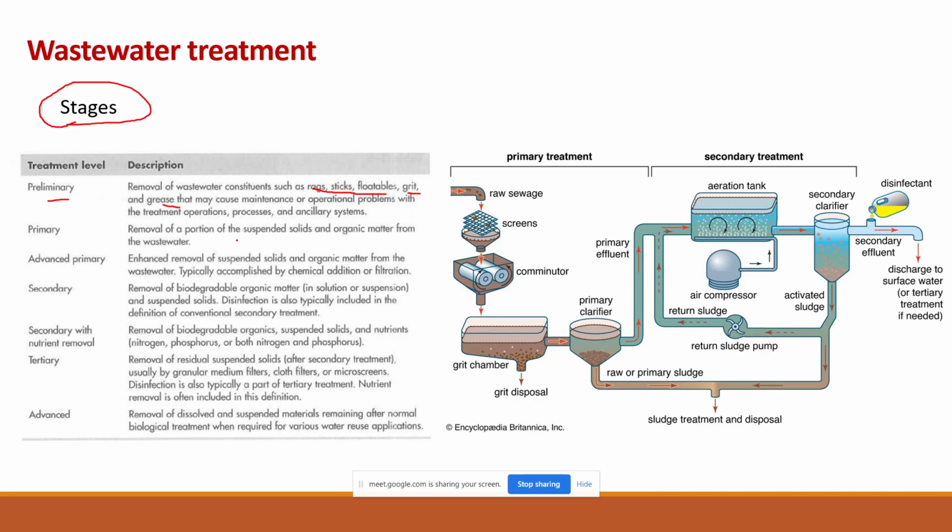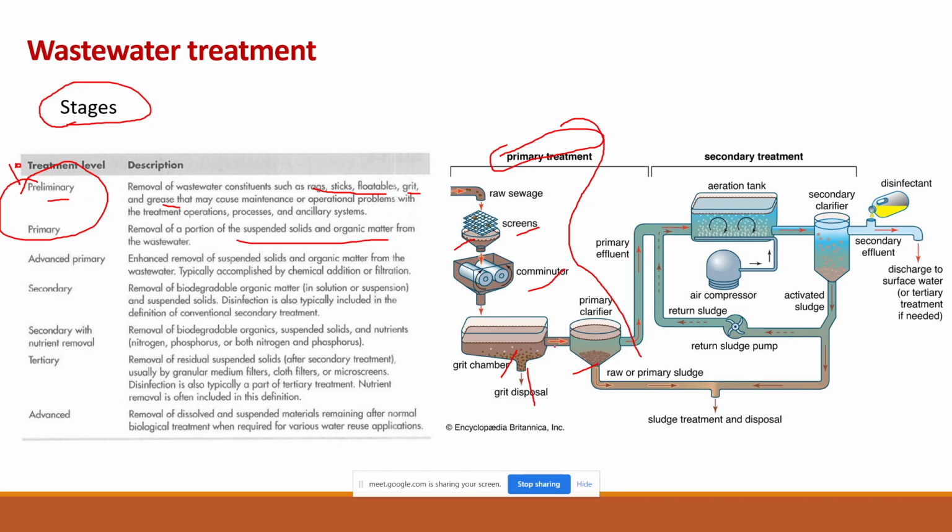Then in the primary stage, you have removal of suspended solids and organic matter. Usually both of these are included within the primary stage. For example, here you see the primary treatment. In the primary treatment, you have screens, comminutors, grit chambers, and the primary clarifier. So almost all the things are included within one single stage. In the screens, there will be removal of large solid material like cloth pieces or floating materials. Then gradually the grit will be removed, and also sand and grease.